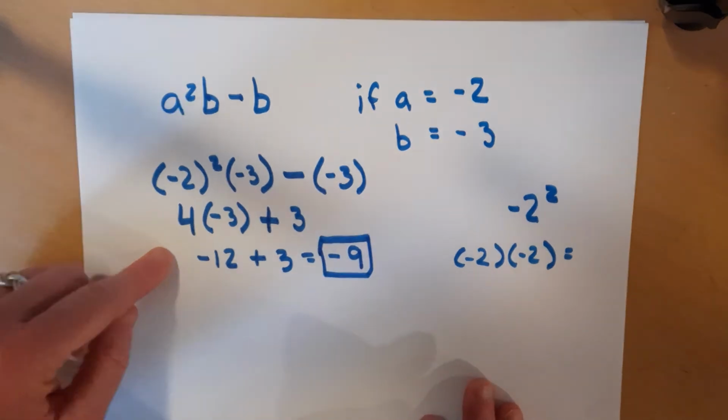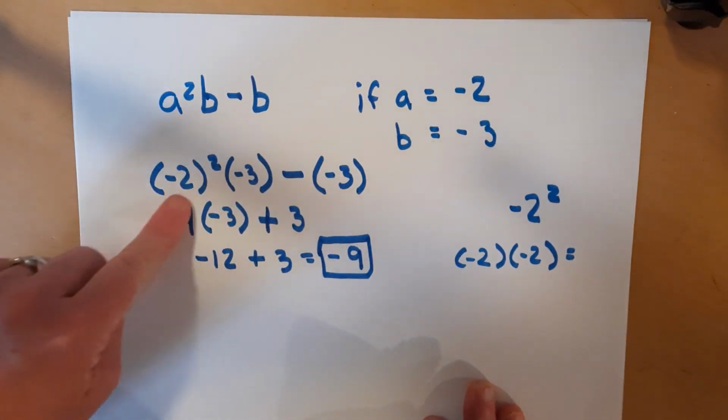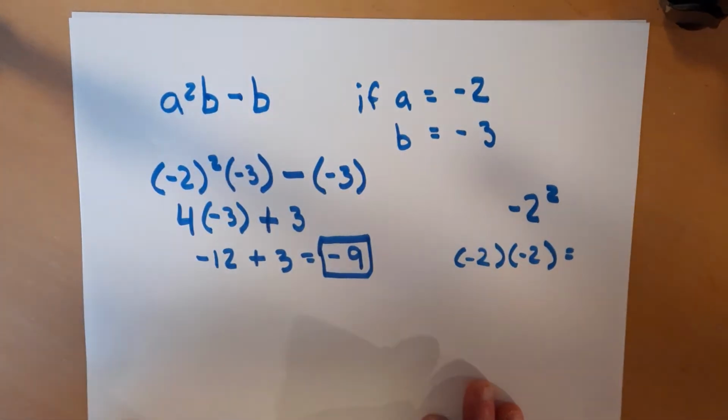So just be very careful when you're putting in these values for A and B that you put them in parentheses. That way you will not make this mistake over here.